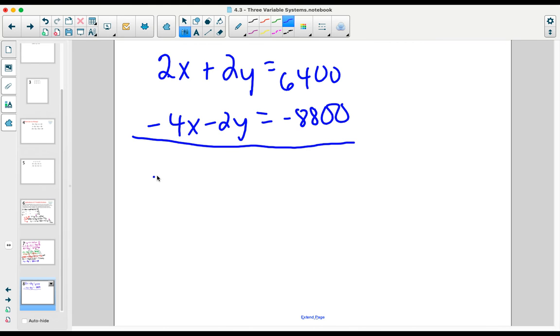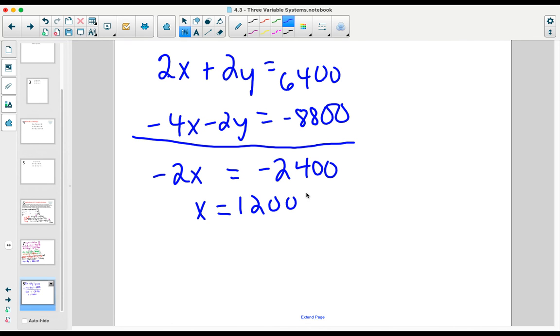2x and negative 4x is negative 2x. 2y minus 2y is 0. And 6,400 minus 8,800, negative 2,400. Dividing by negative 2, and we get that x needs to be 1,200. This is variable number 1 in our solution.